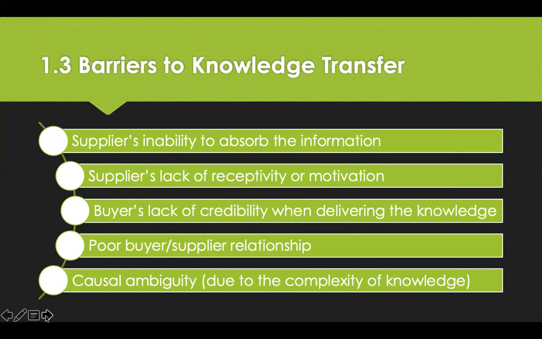But causal ambiguity in relation to technology transfer is lack of understanding of the local linkages between actions and outcomes, inputs and outputs, causes and effect, that are related to technological or process know-how. So here are the barriers to knowledge transfer. It could be that the supplier has an inability to absorb the information, or lack of receptiveness or motivation. The buyer might lack credibility when delivering the knowledge. You might have poor relationships, or causal ambiguity due to complexity of knowledge.